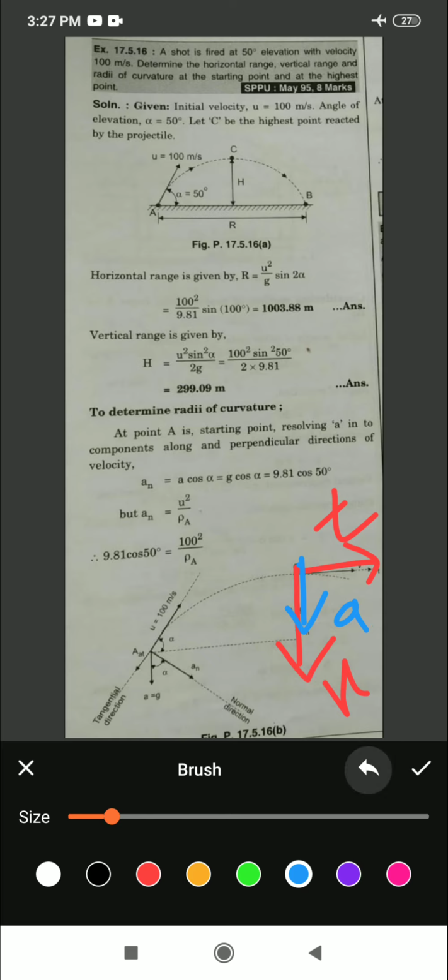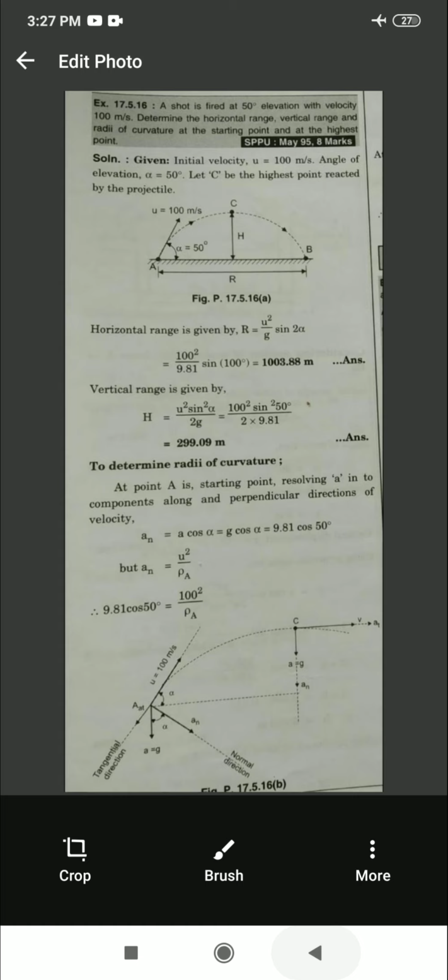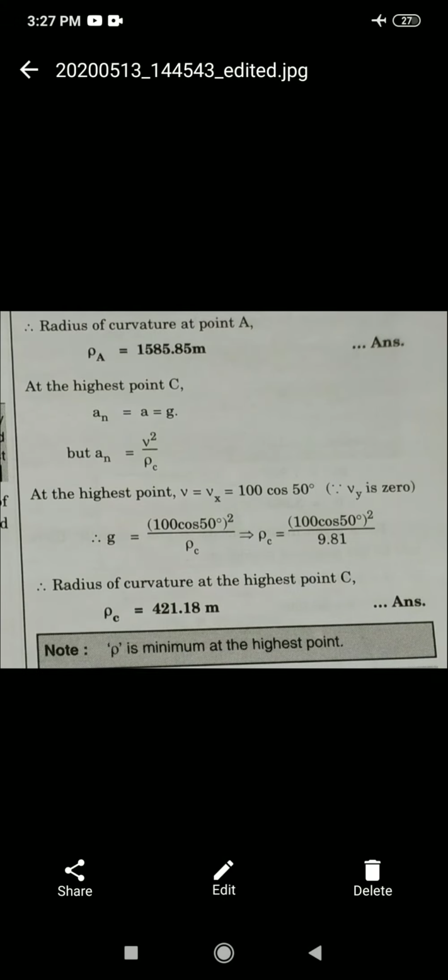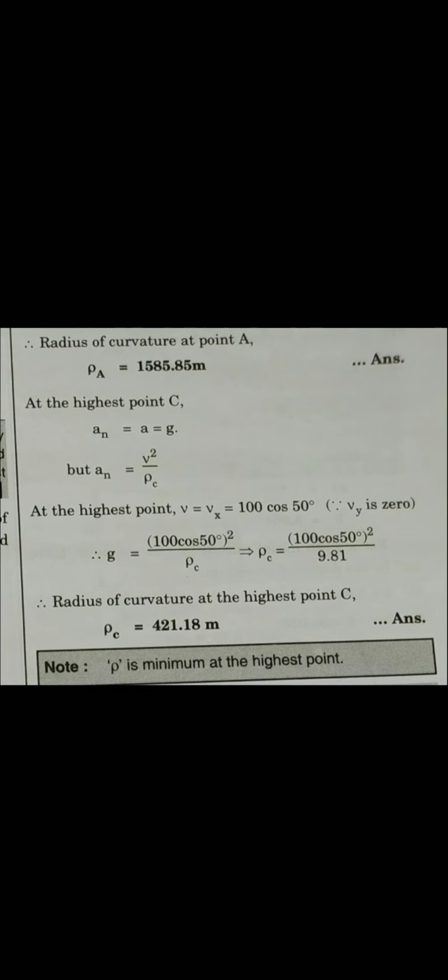Now, by using this data, we can define an equals a equals g, and we can solve the further numerical. An we know is v square upon rho. The velocity at point C and the radius of curvature at point C we can define.